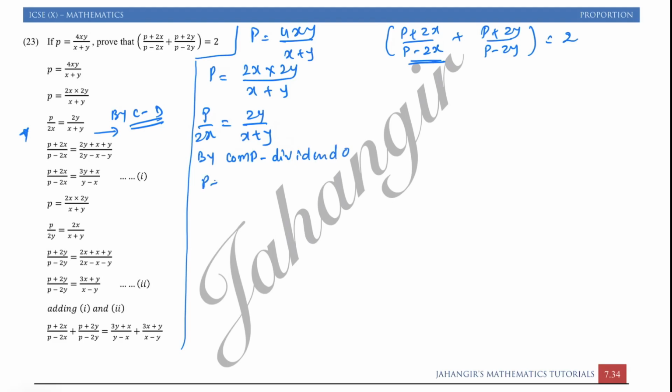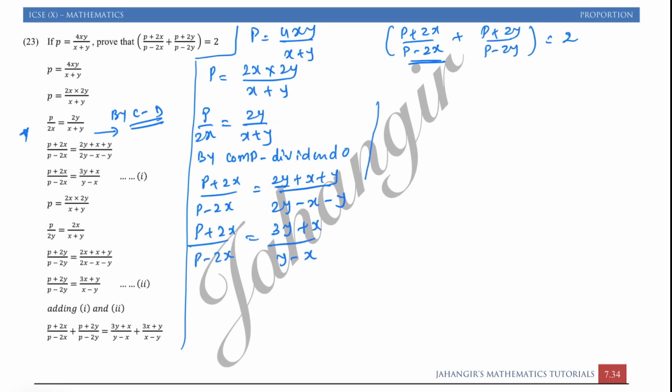we can write p plus 2x upon p minus 2x is equal to 2y plus x plus y upon 2y minus x minus y. If we are taking minus, we have to change sign. P plus 2x upon p minus 2x is equal to 2y plus y is 3y plus x upon y minus x.